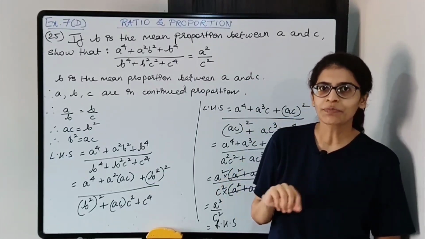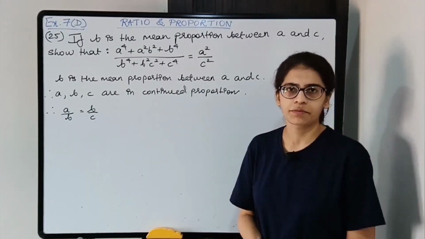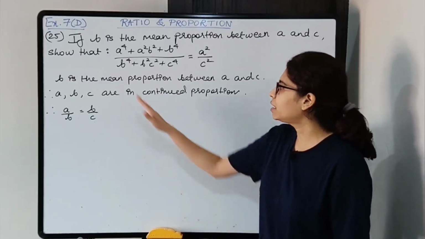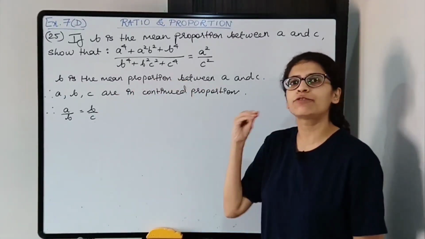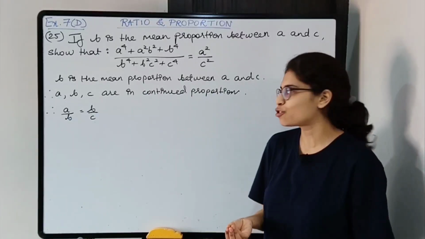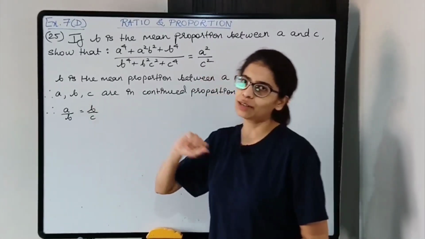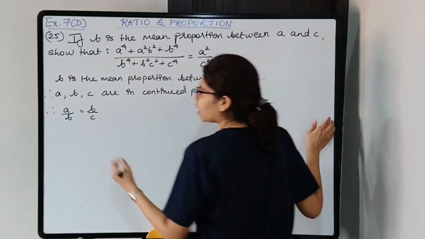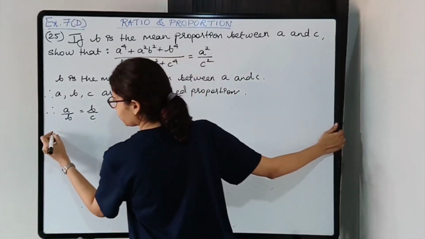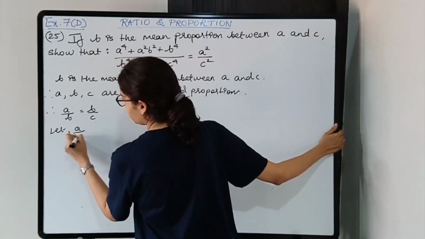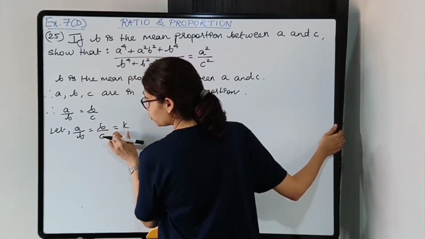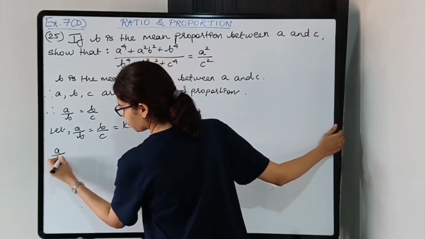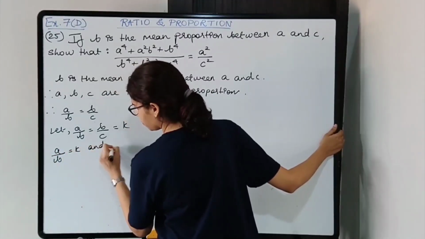Okay, now moving on to K method. So for K method, again the same thing you will write, same statements. B is the mean proportion, therefore A, B, C are in continued proportion and therefore A upon B is equal to B upon C. Now we will take both the ratios equal to K. So let A upon B equal to B upon C be equal to K. So each of these is equal to K.